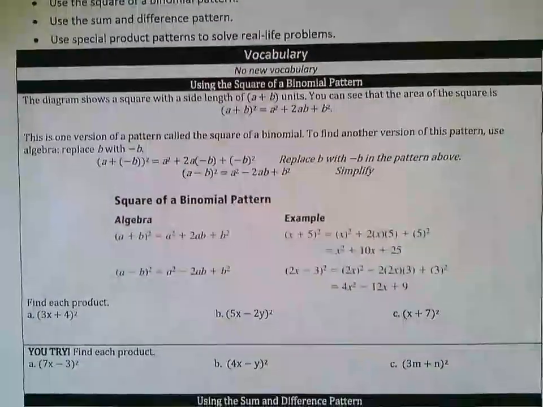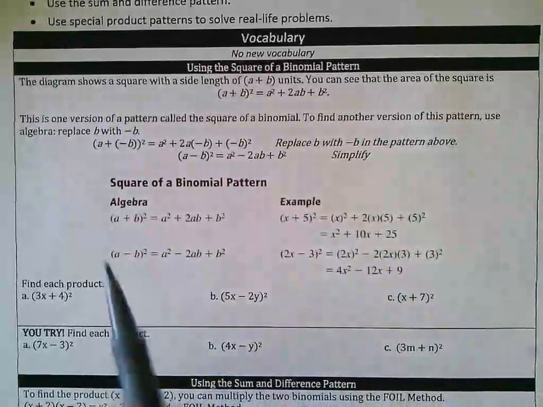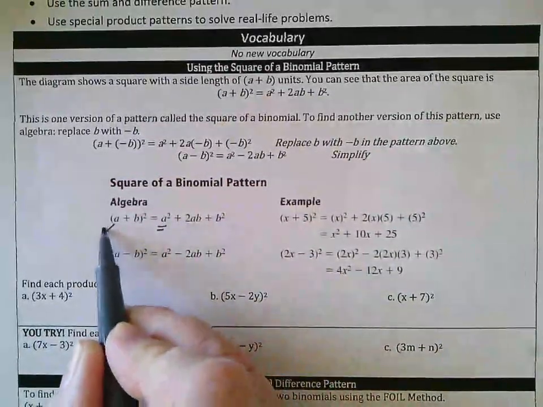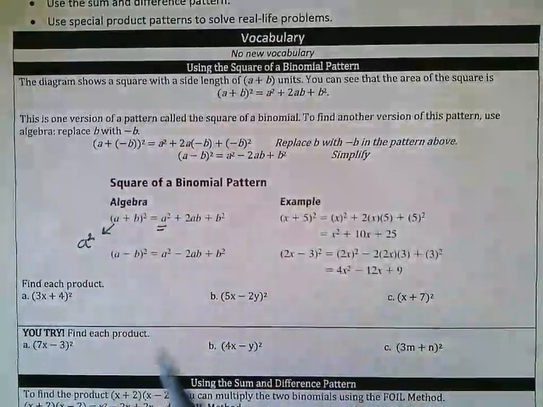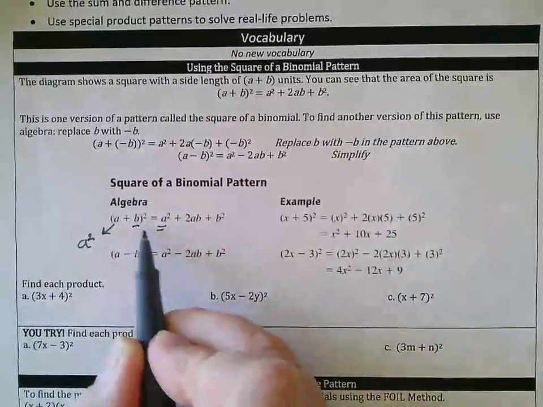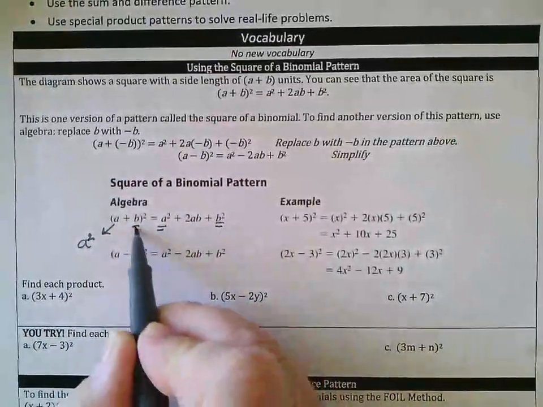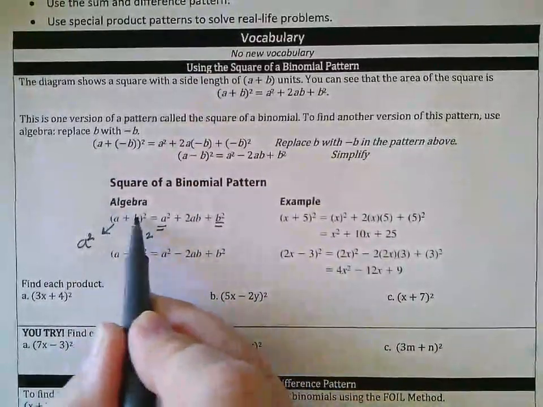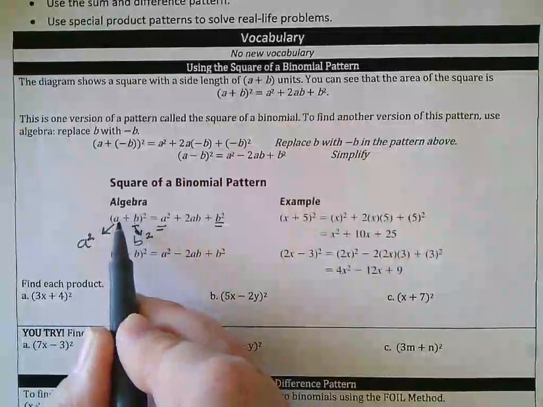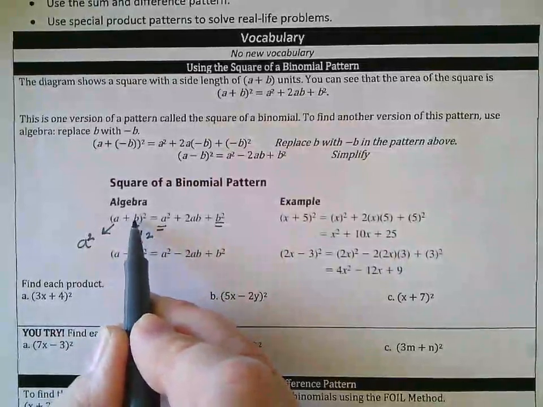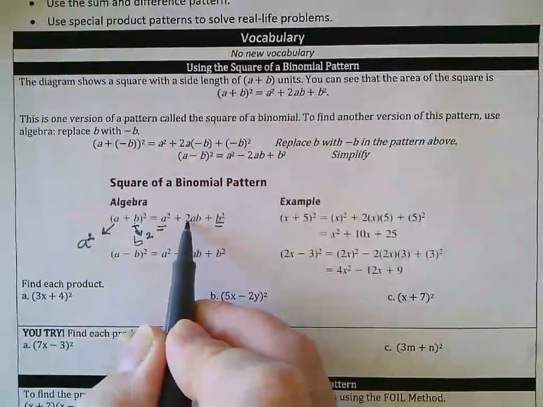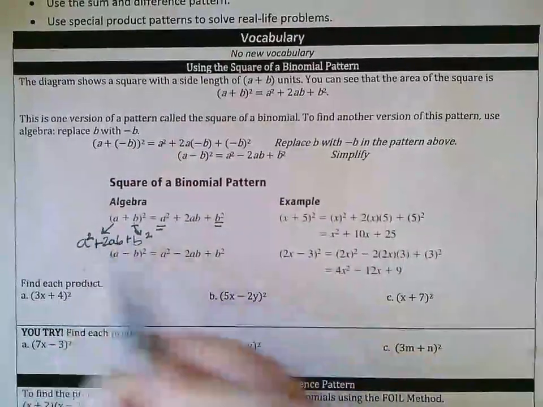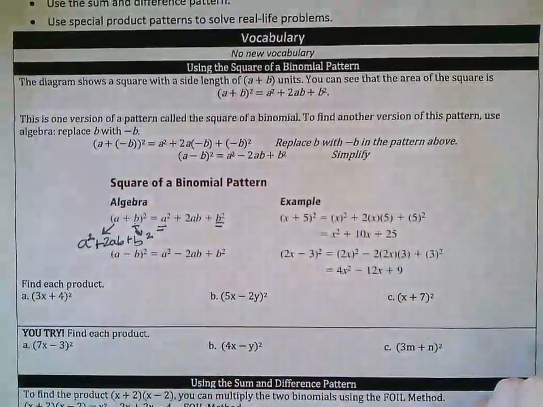So if you take a look at this right here, you take this and you square it. You take this right here and you square it. And then you take the two and you multiply them together. So A times B is AB. And then you multiply that by 2. So you get 2AB. And you're good to go.